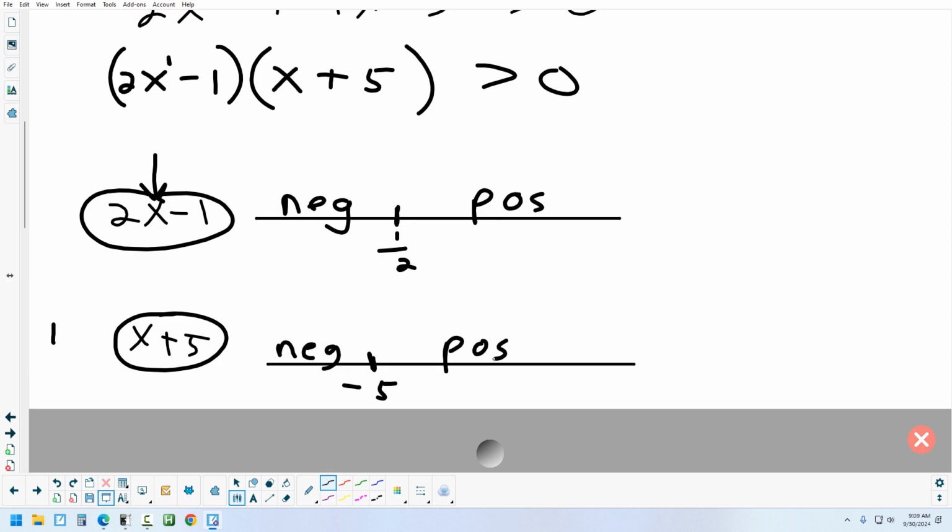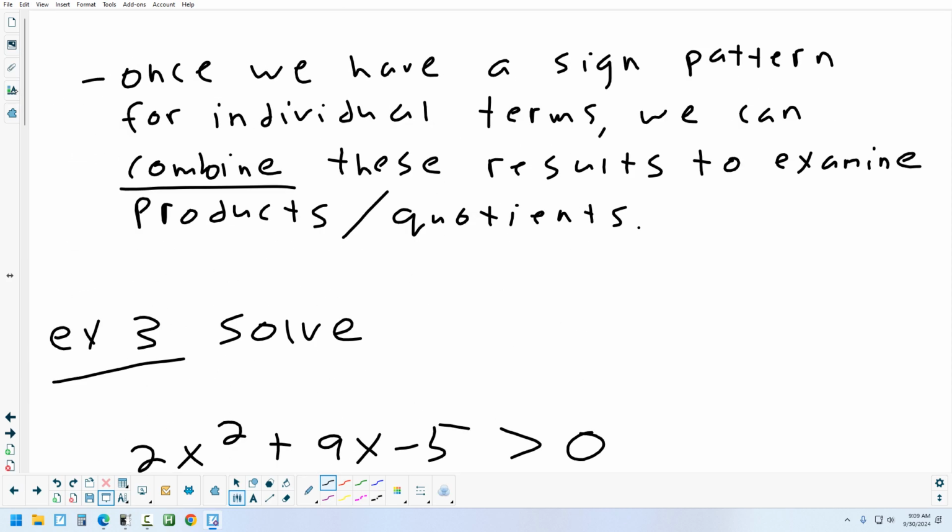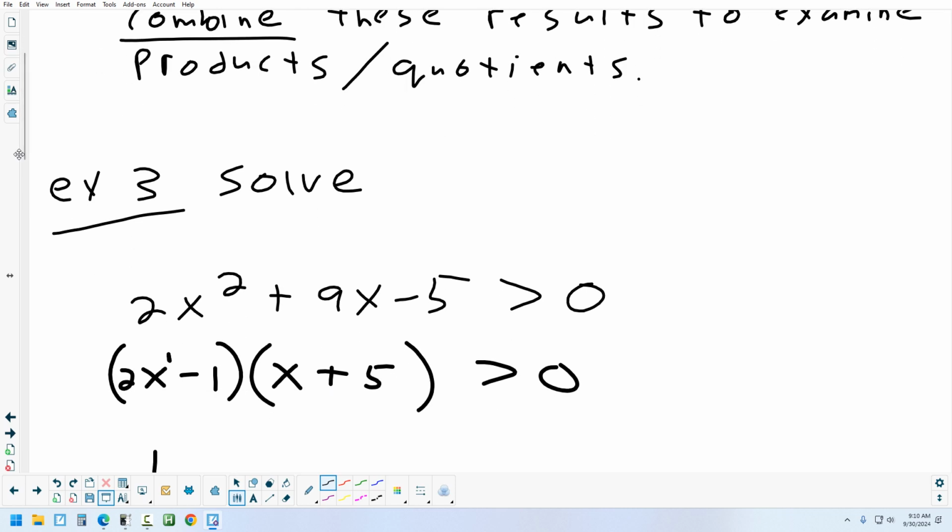Now, the last step is to take those 2 number lines and combine them together. Once you've created your number line for the individual factors, we're going to combine them, because what we want to look at in this problem is the result of a product. This times this has to be bigger than 0. There are different cases that could happen. We could have a negative times a negative be greater than 0, or a positive times a positive be greater than 0.